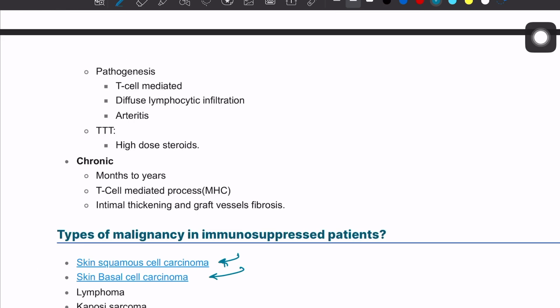Great. Immunocompromised patients are at specific risk of certain types of cancers, and this includes squamous cell carcinoma and basal cell carcinoma of the skin, and also lymphoma and Kaposi sarcoma as well.